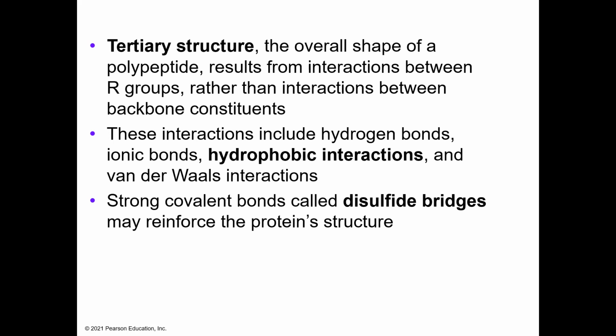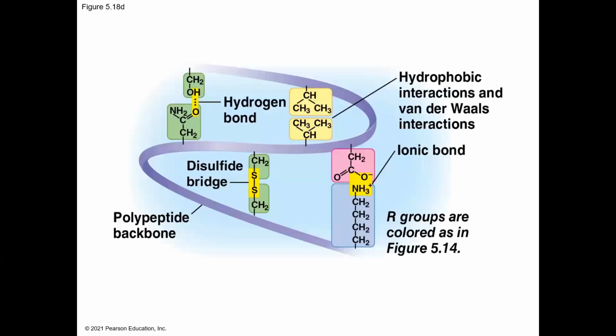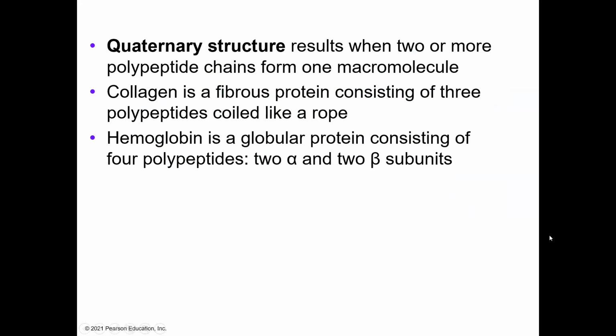And then sometimes they will bond, like strong covalent bonds called disulfide bridges may reinforce the protein structure. These things will bond together. So in this image, it's showing you that as alpha helixes and beta pleated sheets start to clump together, to bond together, they will form these tertiary structures because they will be bound together. And this is showing you all of the different ways that these structures can bind. You can have hydrogen bonds, you can have disulfide bridges, or you can have ionic bonds. There are several different ways that bonding can take place in tertiary structures.